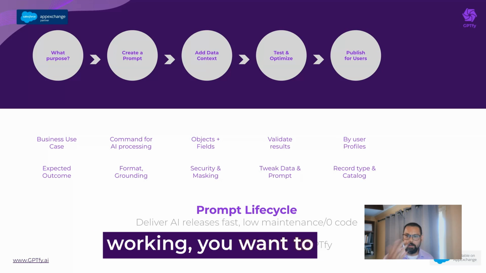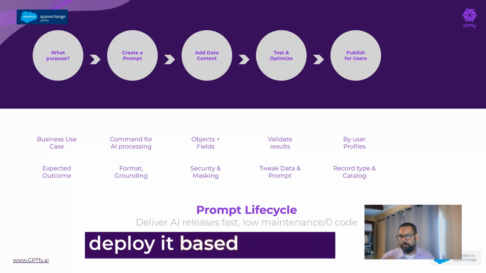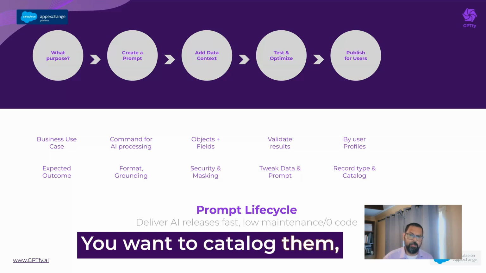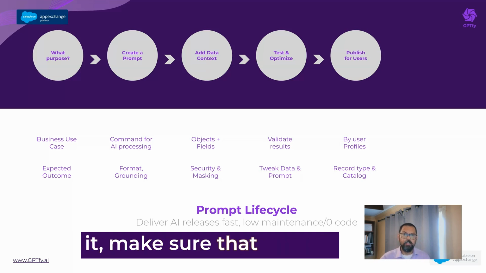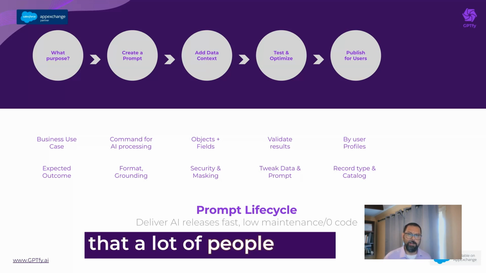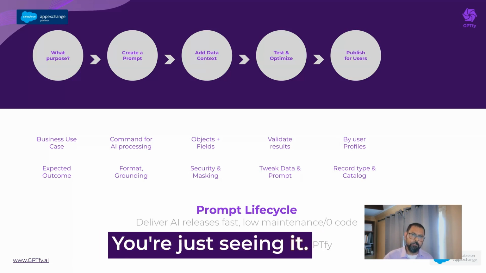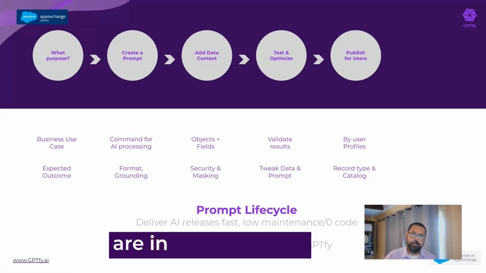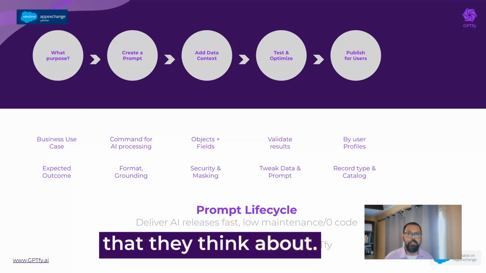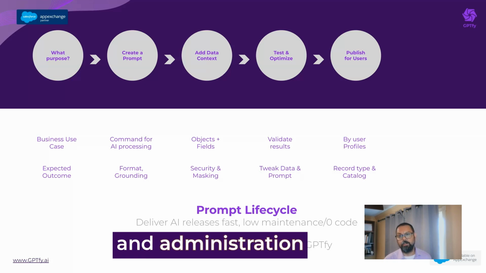Finally, once it's working, you want to publish it to your users. And the idea here is you want to be able to deploy it based on users, based on their profiles, based on record types. You want to catalog them, have versioning around it, make sure that you are doing a very production-grade version of it. These are some areas that a lot of people glaze over today because they go, oh yeah, we'll do that right now. You're seeing it. But a lot of our customers are in production or actively marching towards production, and these are things that they think about. They want to have an extreme degree of control in management and administration of these prompts.